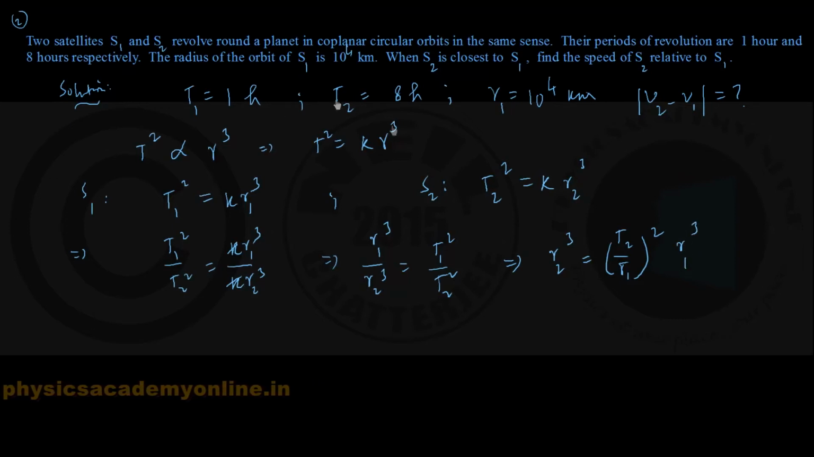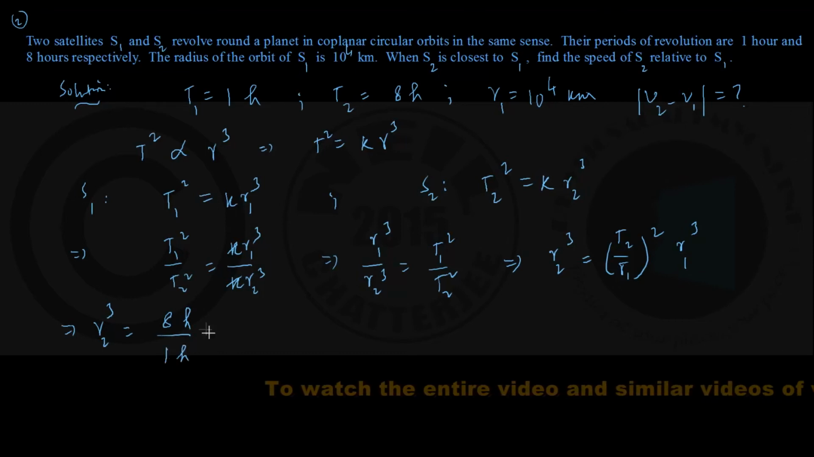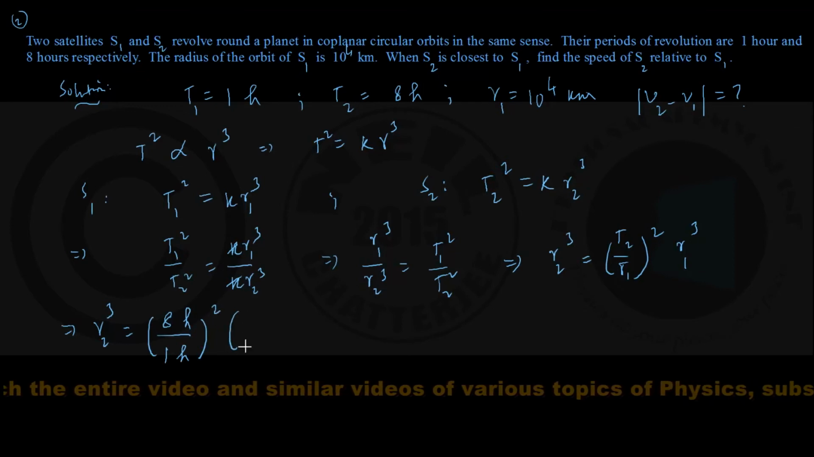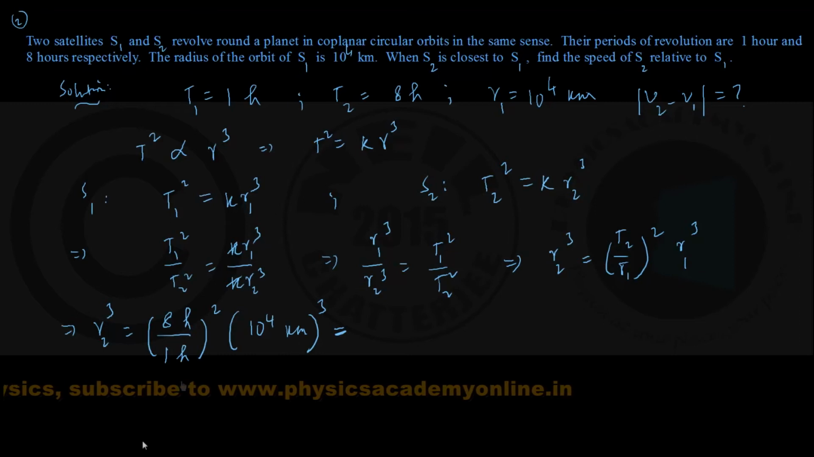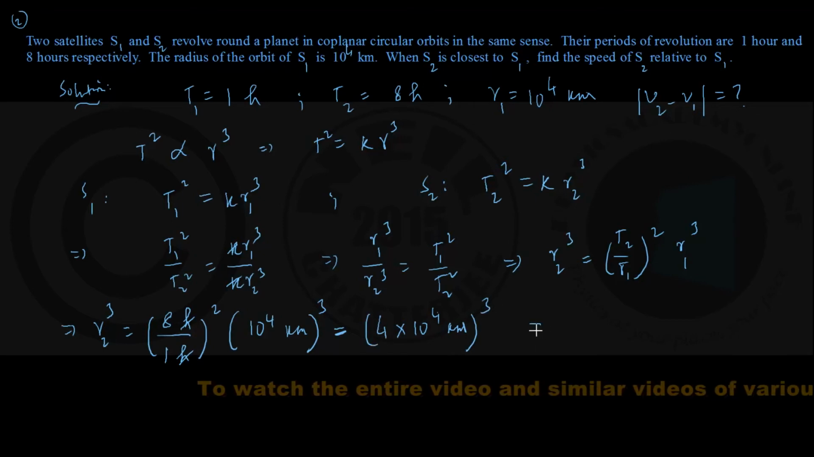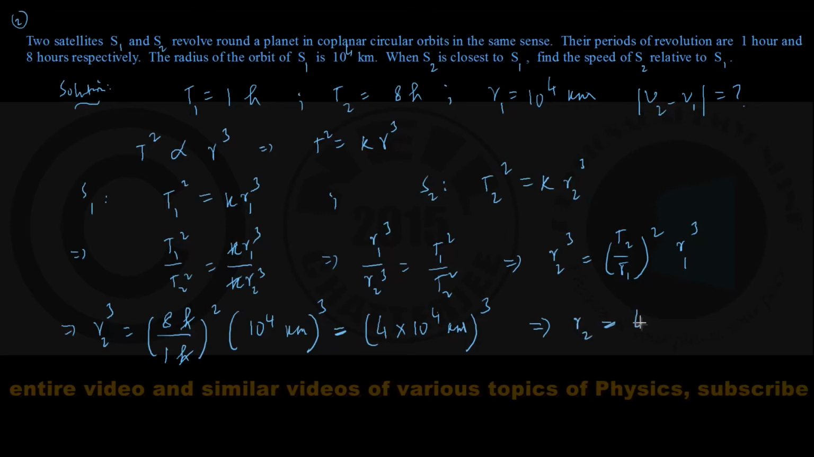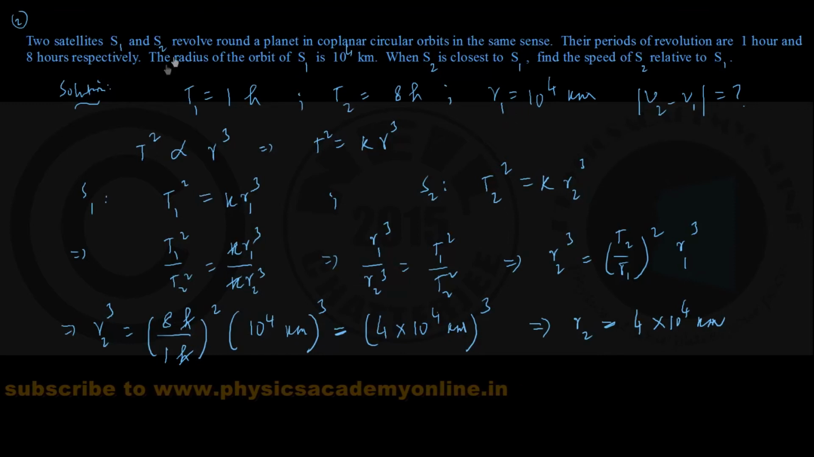We have been given the values of T1, T2 as well as R1. Therefore, R2 cube is equal to T2, which is 8 hours, by T1, which is 1 hour, and the ratio is squared, into the value of R1, 10 to the power 4 kilometers, and this quantity is cubed. You can see 8 by 1, the hours cancel out. 8 square is 64, that is 4 cube. I might write the right hand side to be 4 into 10 to the power 4 kilometer, cubed. And it follows therefore that R2 is 4 into 10 to the power 4 kilometer. That is the first important step result. We have been given the radius of the orbit of satellite 1. We have now found out the radius of the circular orbit of satellite 2.